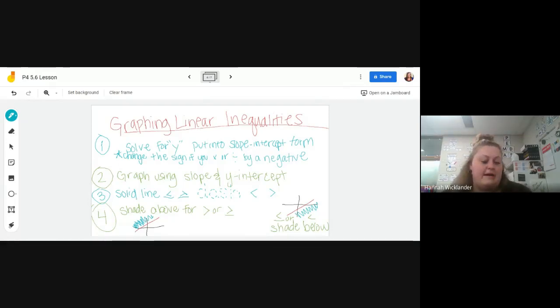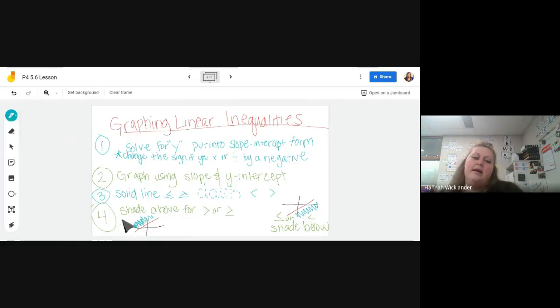All right, so graphing a linear inequality with two variables. Step one is to solve for y by putting it into slope-intercept form. Remember, anytime we deal with inequalities, change the sign if you multiply or divide by a negative number. And then we're going to graph using slope and y-intercept just like we normally would.